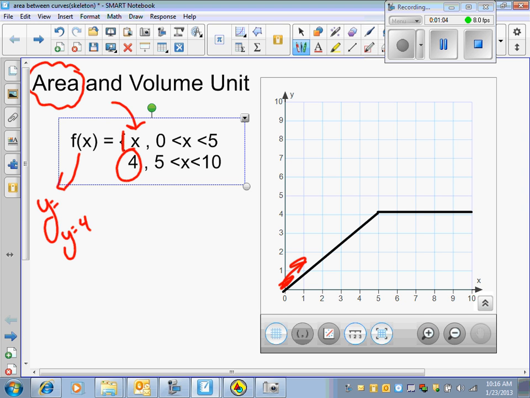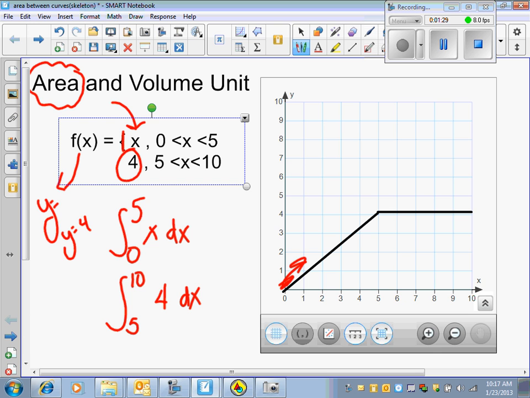We know if we're doing area, we're going to have to integrate. So we would definitely integrate our function right here. So our integration here will be from 0 to 5 of x. We're integrating with respect to the x-axis. Our other function would be from 5 to 10 of 4 dx. And that's the proper way, the calculus way to do it.